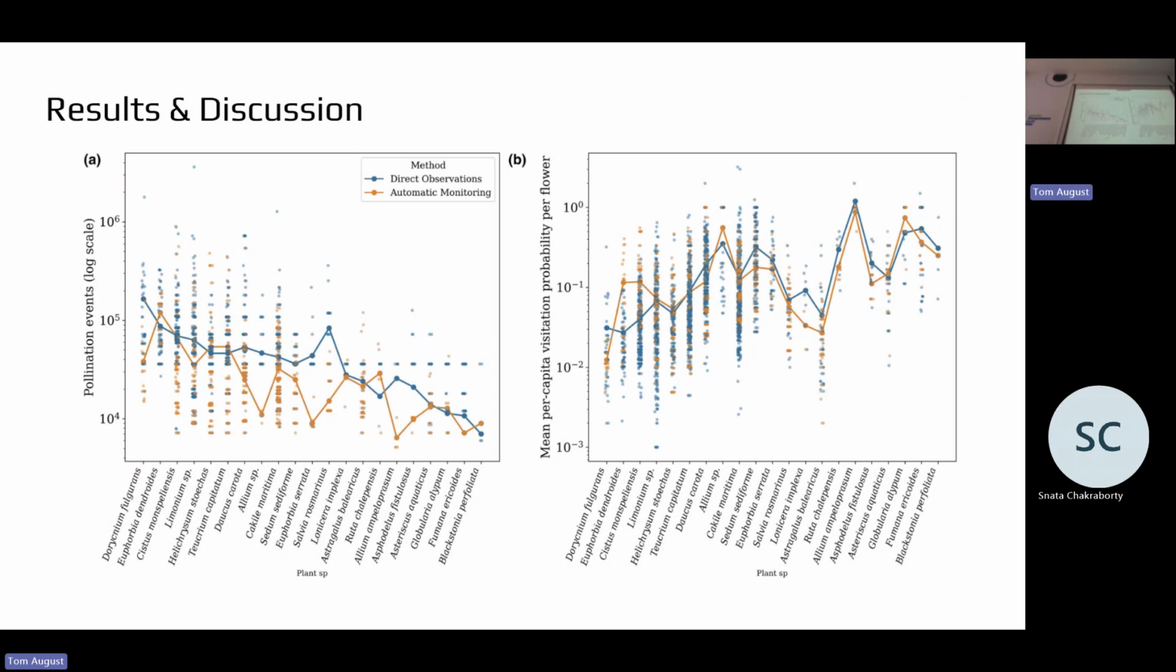When we compare this per plant species, we had some drops in the automatic camera system that could be explained by this: when the human is observing the flowers, the lizard visits the flower less, so the insects visit the flower more. So we have some drops compared to the human observations. However, when we plot this per unit of flower, we had similar performance of both methods.